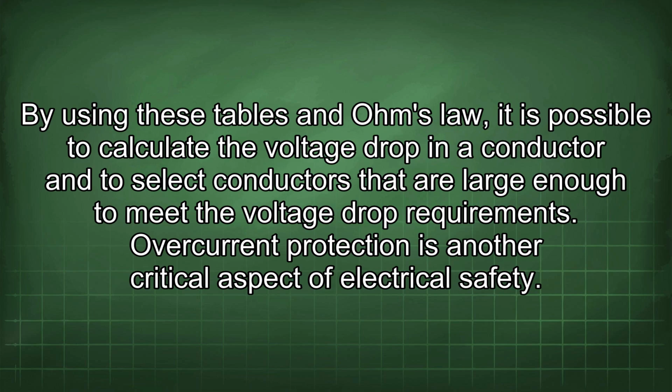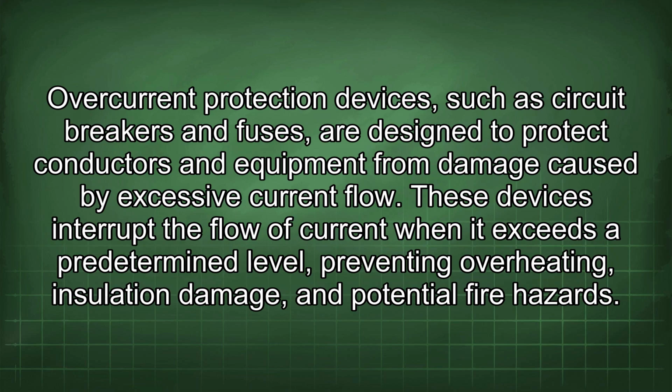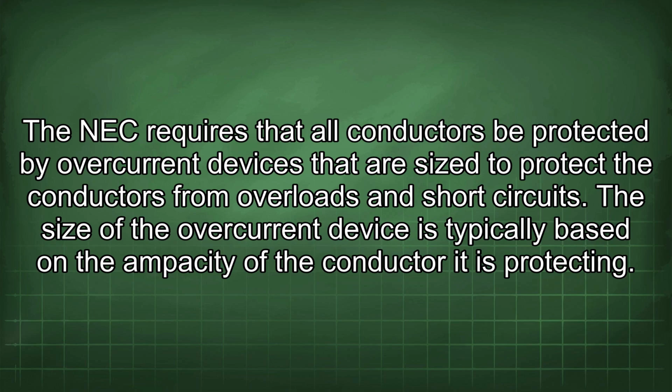Overcurrent protection is another critical aspect of electrical safety. Overcurrent protection devices, such as circuit breakers and fuses, are designed to protect conductors and equipment from damage caused by excessive current flow. These devices interrupt the flow of current when it exceeds a predetermined level, preventing overheating, insulation damage, and potential fire hazards. The NEC requires that all conductors be protected by overcurrent devices that are sized to protect the conductors from overloads and short circuits.